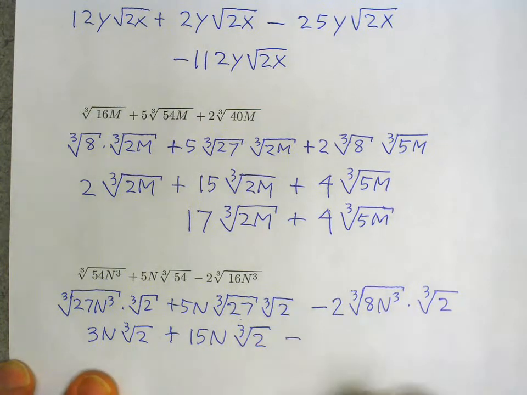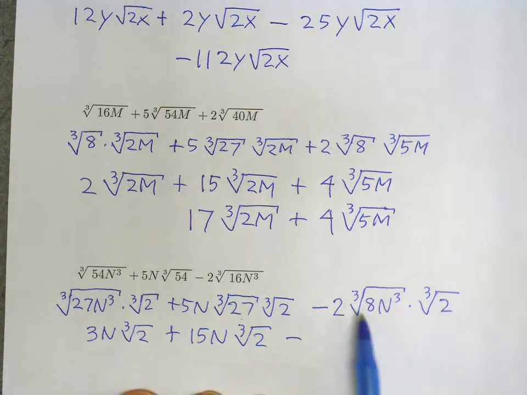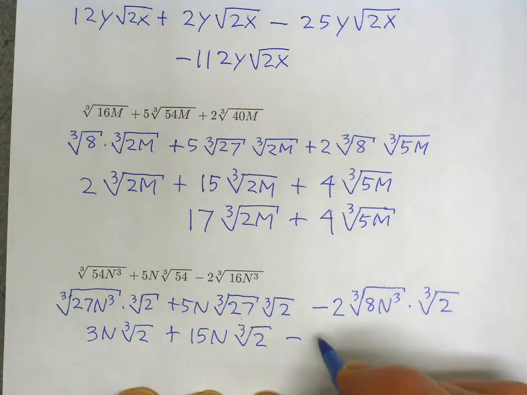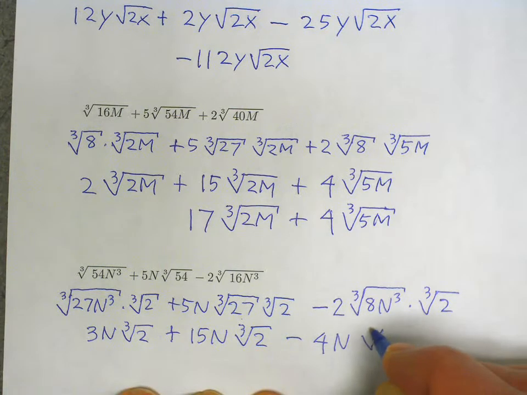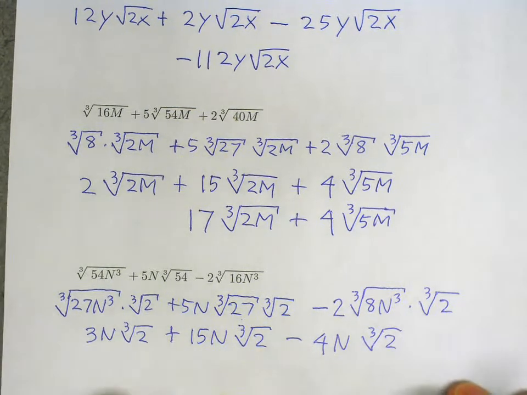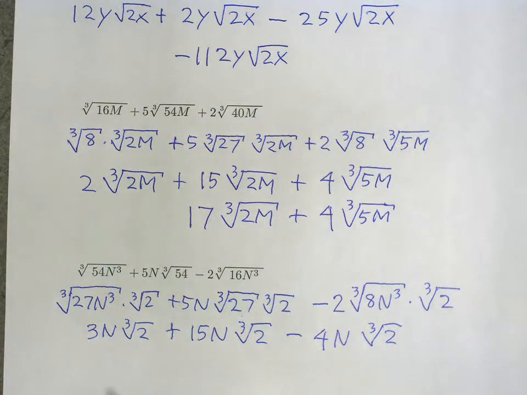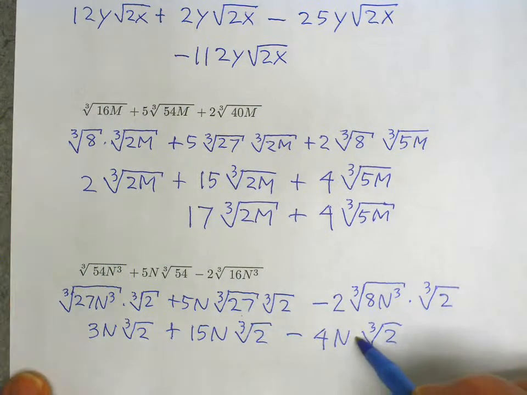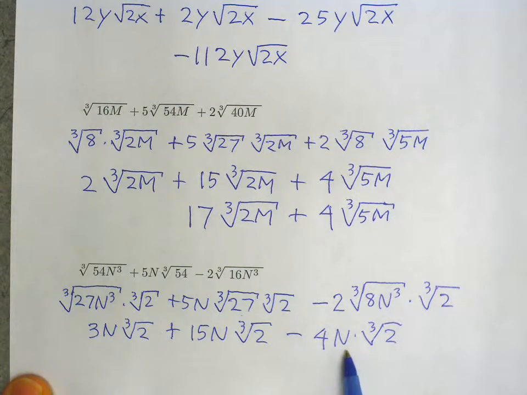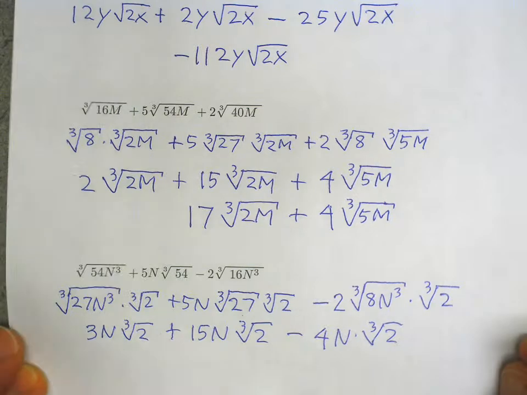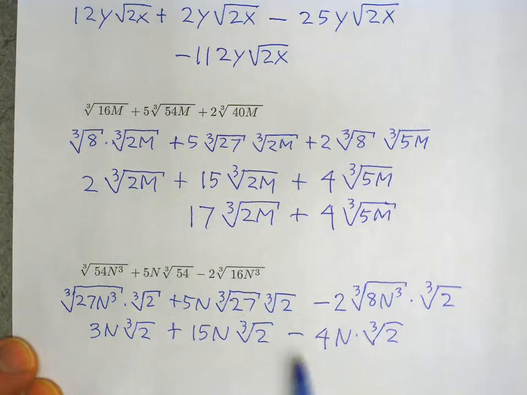And then the term on the right, the cube root of 8n to the second simplifies to 2n. So minus 2 times 2n is minus 4n times the cube root of 2. And all three terms are like terms. They have identical radicals, but each one also has a variable factor of n on the outside of the cube roots. So we can combine these by adding and subtracting.